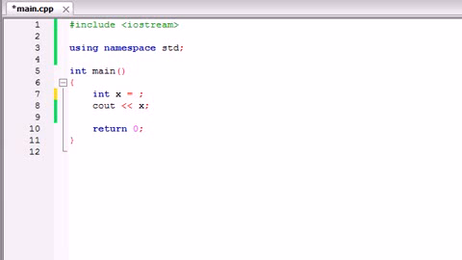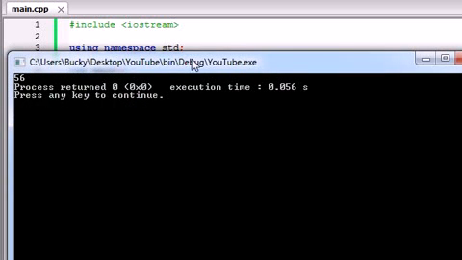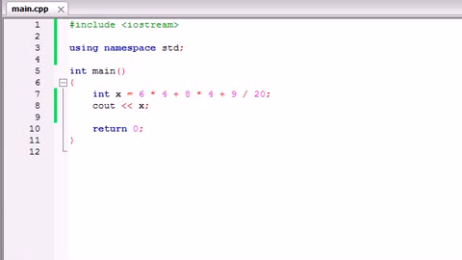Aside from just one number, an arithmetic operator, and another number, you can have complex calculations like 6 times 4 plus 8 times 4 plus 9 divided by 20. If we build and run this, let's see what we get. 56. So what order is this being done in? Is it doing 6 times 4 and then plus 8? Or is it doing 4 plus 8 and then times that by 6? Depending on how you do it, it's going to come out with a different result.